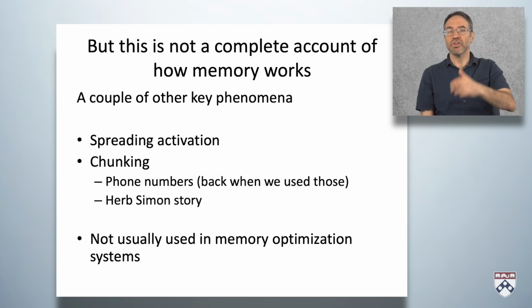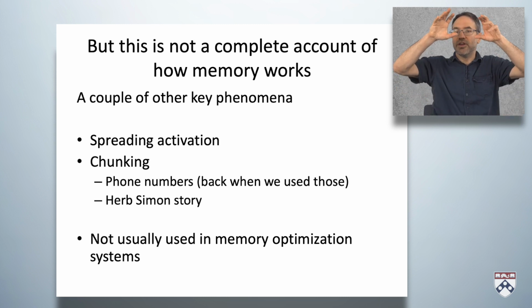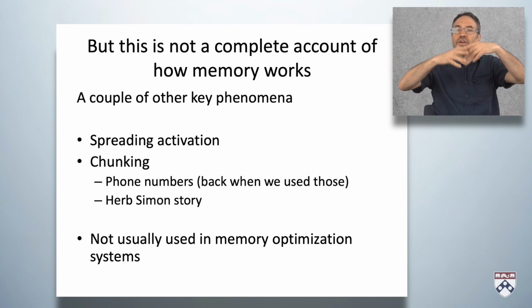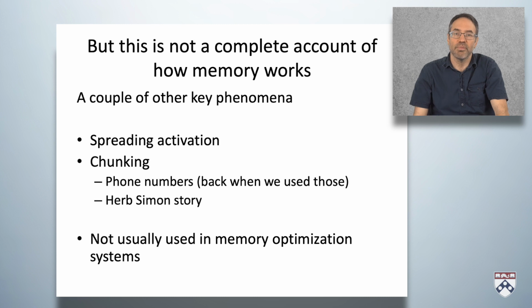But this actually isn't a complete account of how memory works. There's a couple of other key phenomena. One of them is spreading activation. Spreading activation is the idea that when you think of something, facts related to it also get activated in the brain because you might need them. And so, as a result, if you want to try to remember something, try to think of as many things as possible that are related.